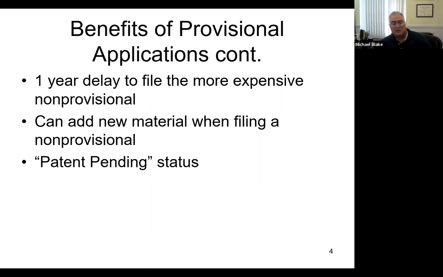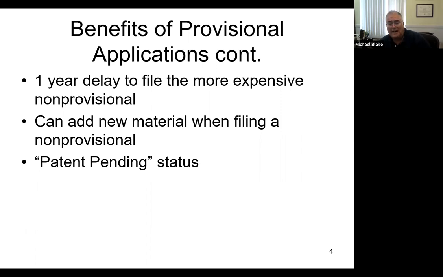Another benefit of a provisional is when you file the non-provisional, if you've made any improvements to your invention during that 1 year period, you can add all those improvements in your non-provisional patent application. The downside of that, though, is your improvements only get the benefit of the filing date of your non-provisional patent application. What that means is if somebody else has already invented that improvement and they filed a patent application before you did, they would get ownership of that improvement based on their filing date of the patent application.